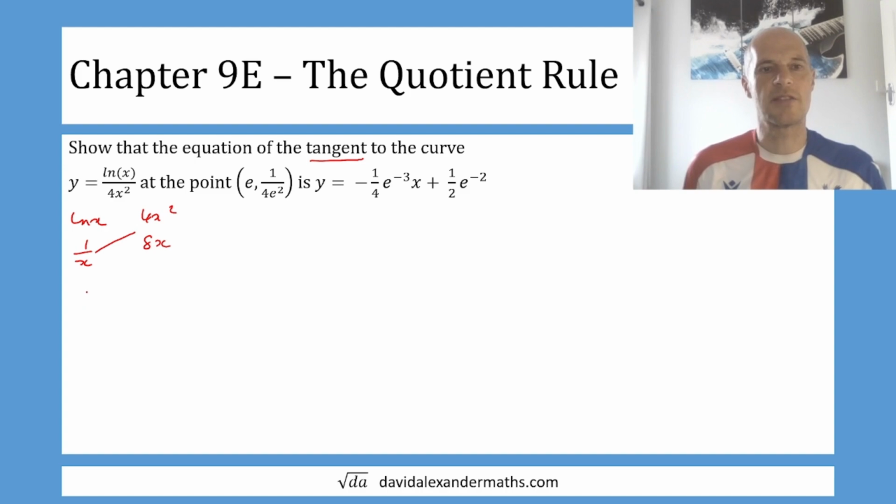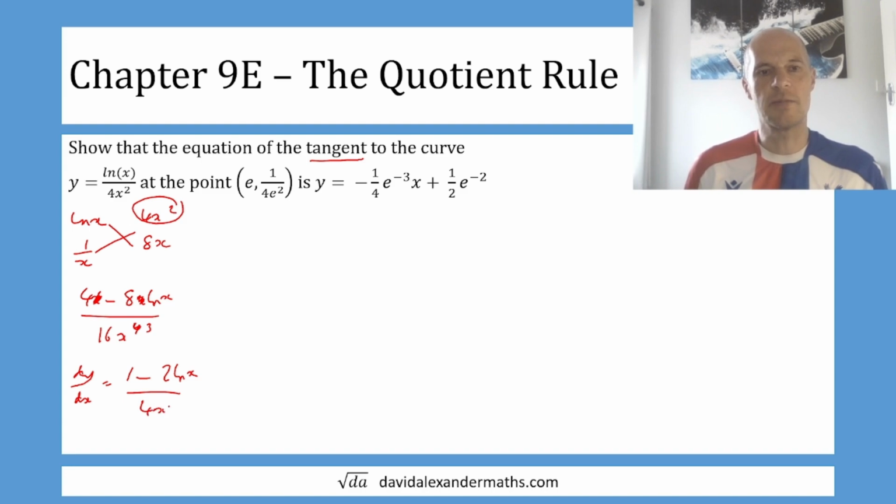Bottom left, top right, multiplied together becomes 4x. Subtract top left, bottom right, 8x ln x over the top right all squared. 4x squared squared is not 4x to the 4, it's 16x to the 4. We can take an x out of each part, so that 4 will become a 3, and we can actually divide through by 4 as well. So our derivative is going to be 1 minus 2 ln x over 4x cubed.